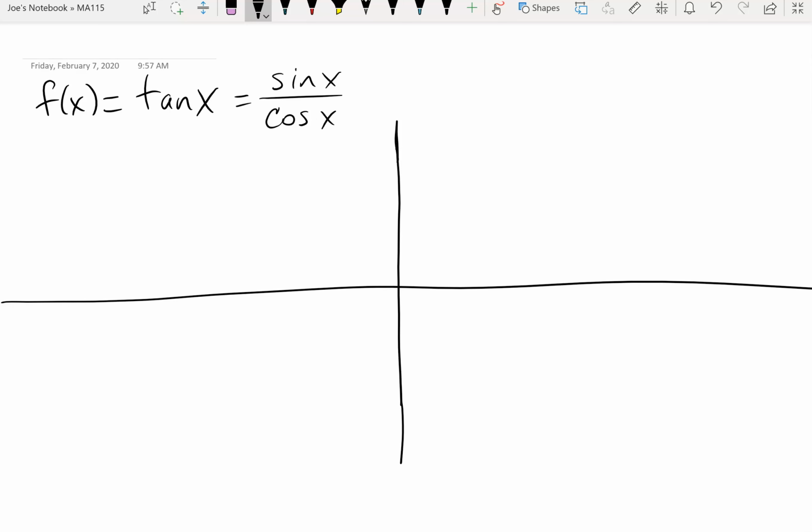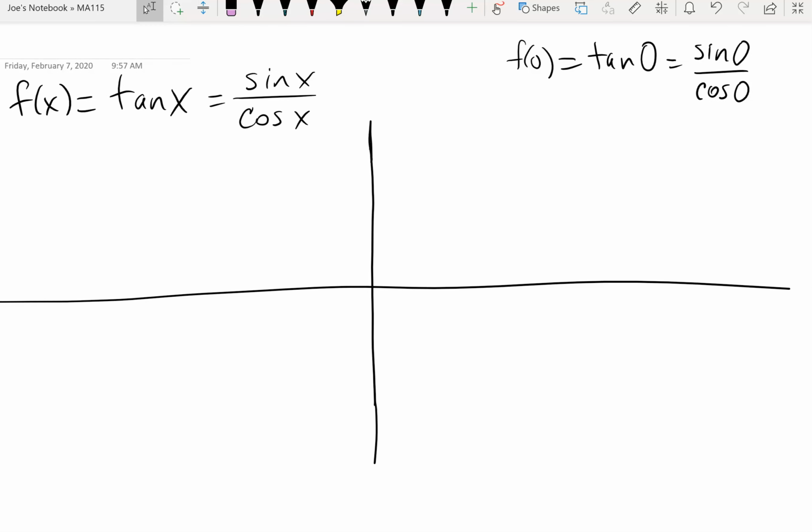Well, how do you find the y-intercept? What do you do to find the y-intercept? You make the x equal to 0, right? You plug in 0 for x. When we plug in 0 for x, if I want tangent of 0, again, if I think about it in terms of sines and cosines, that's sine of 0 over cosine of 0. What is sine of 0 equal to? Yeah, sine of 0 is 0, right? And cosine of 0 is 1.